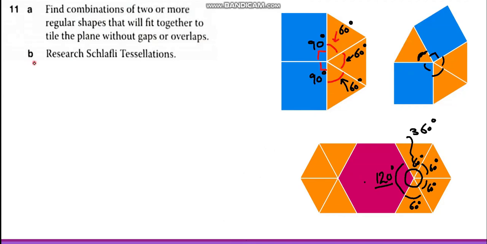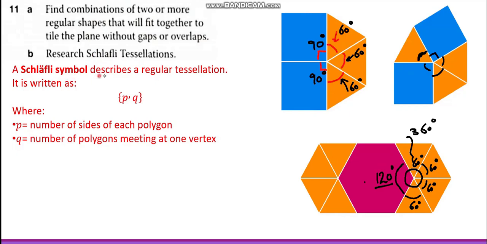Now in B part, they want us to research Schläfli tessellations. By the way, this pronunciation is a bit difficult, but let's call it Schläfli tessellations. So basically, the Schläfli symbol describes a regular tessellation. Means here we will not only use the regular polygons, but we will also see the regular tessellation. Before I was describing the tessellation, and I showed you some patterns, but these patterns are not regular tessellations. Now we will use the same regular polygons to complete the tessellation pattern.